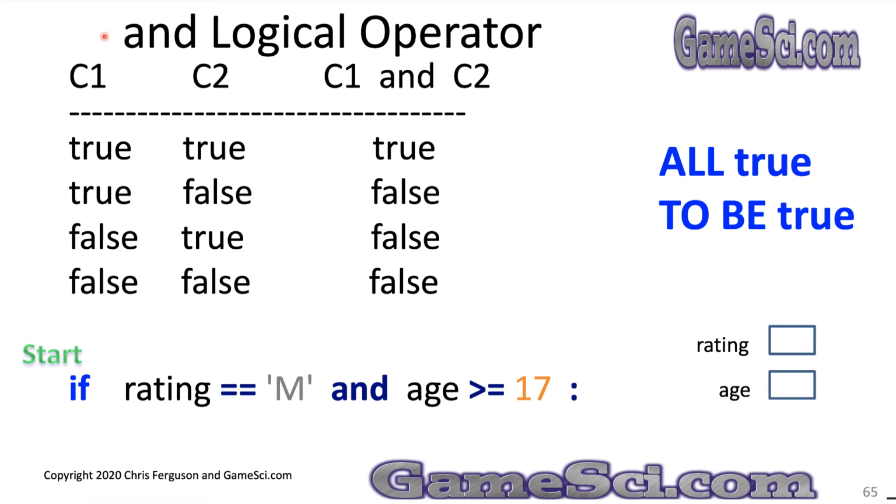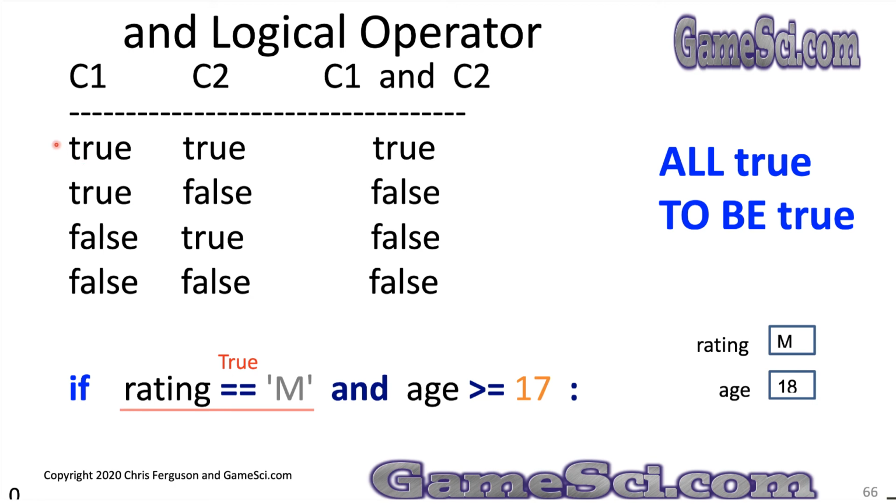It turns out that relational operators are not the only thing that returns true or false. Logical operators also return true-false values. Therefore, they can be used in if and else-if statements to evaluate whether something is true or false and determine if a block of code should execute or not execute. We'll start with the AND logical operator, and it means exactly what the English word AND means. All true to be true.